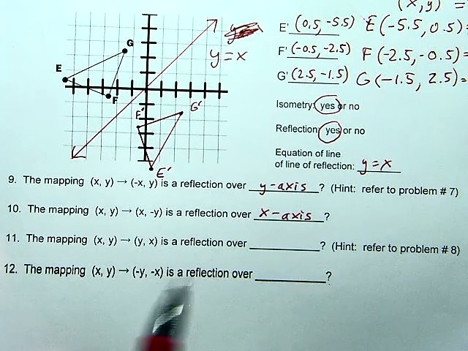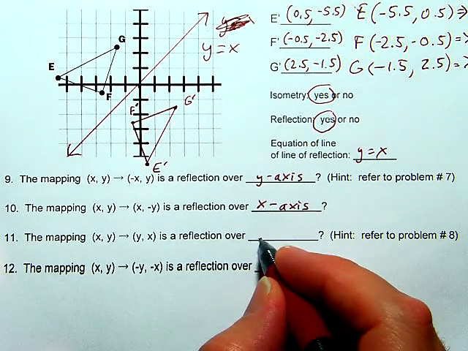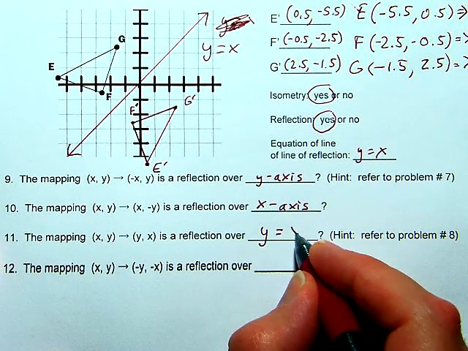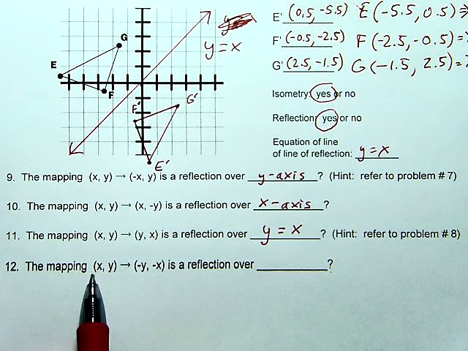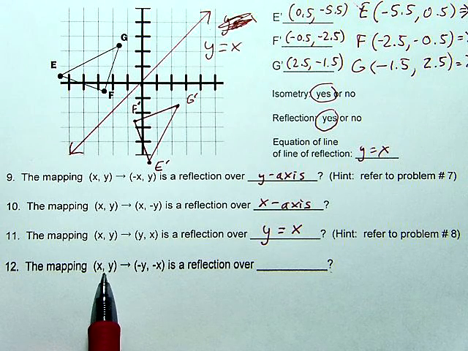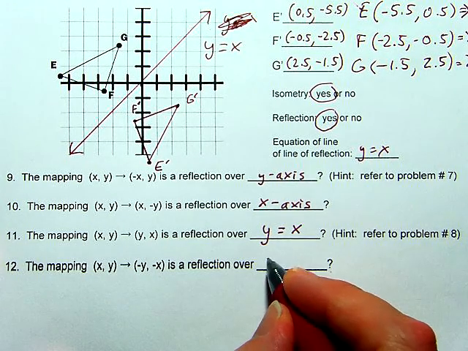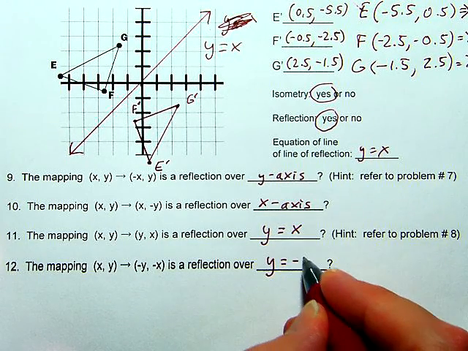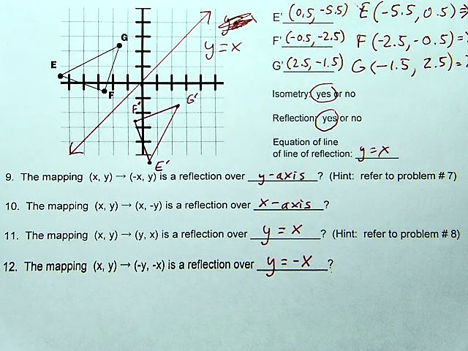We just did the mapping from x,y to y,x. That is a reflection over the line y equals x. And then finally, one that we did not look at, but I encourage you to test out on your own, is the mapping of x,y to negative y, negative x. And that is going to be a reflection over y equals negative x. Okay, and that may be something you want to look at and verify for yourself.